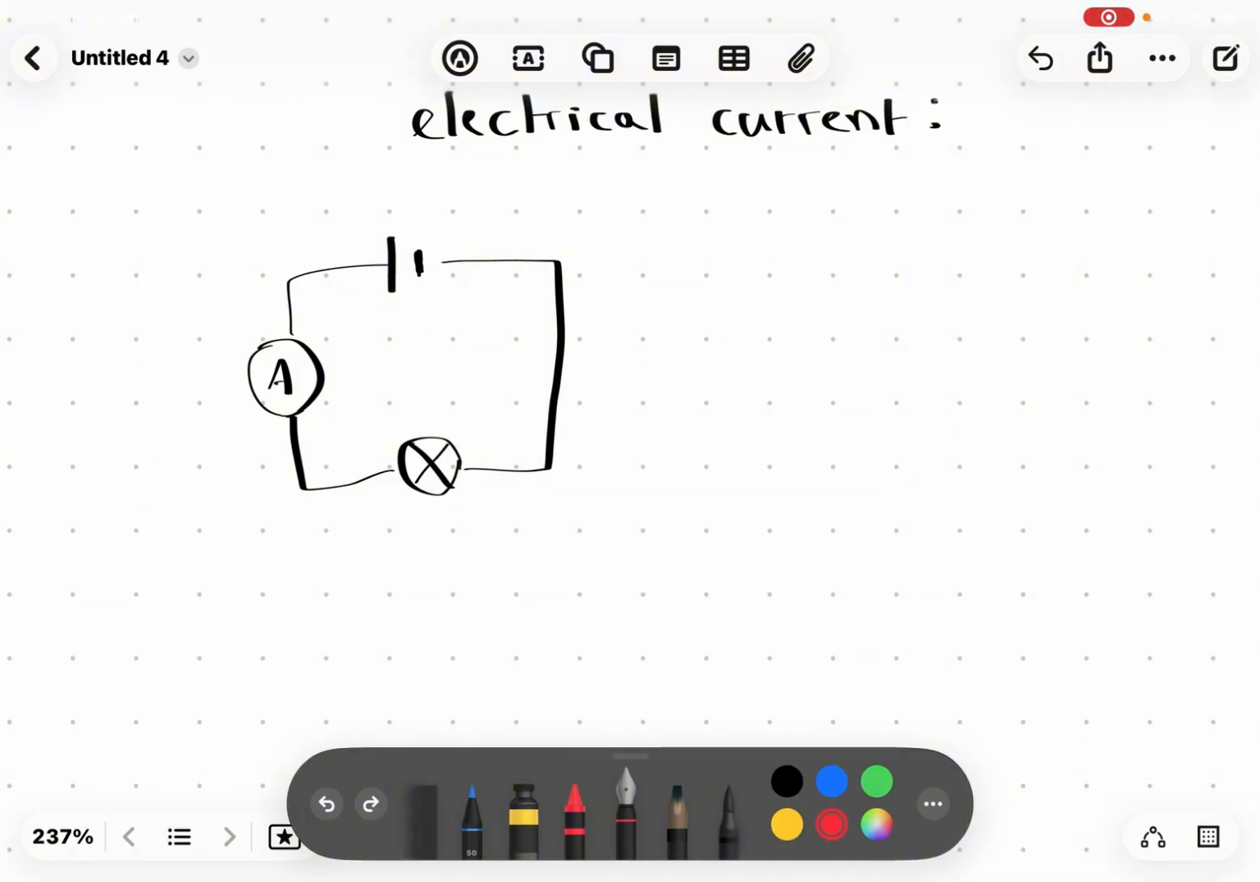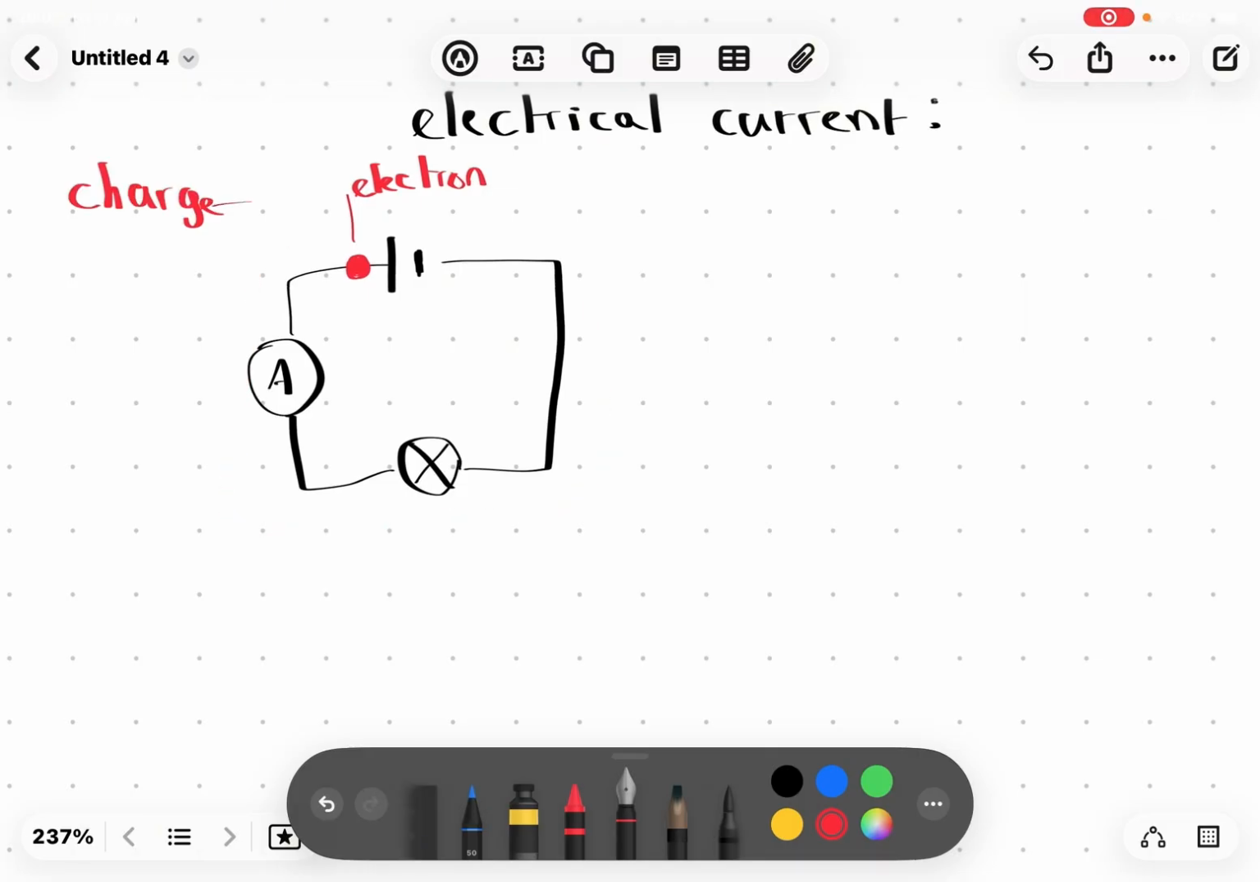So, first of all, let's say we have a red dot, right? That red dot is going to represent an electron. So the electron gets pushed by the battery or whatever this can be, something that is basically a battery. And it goes in this direction, fully around the circuit.